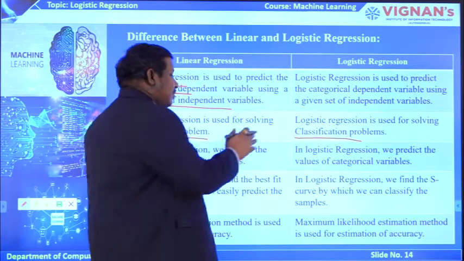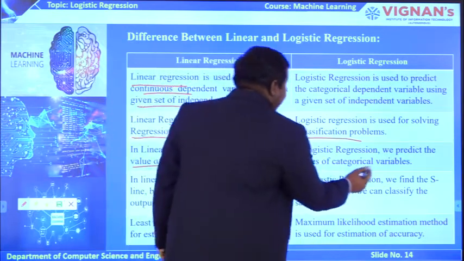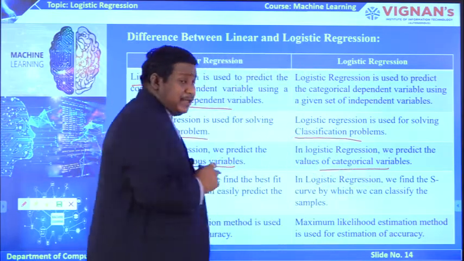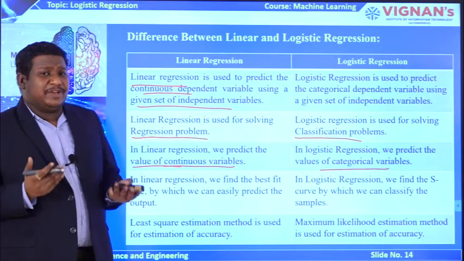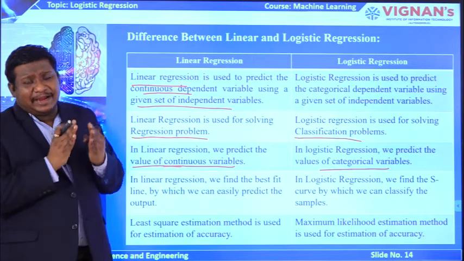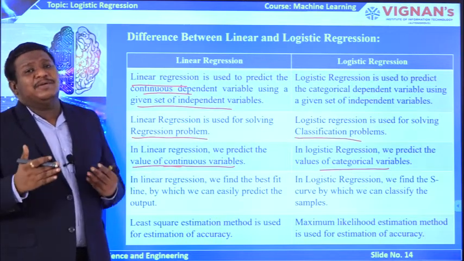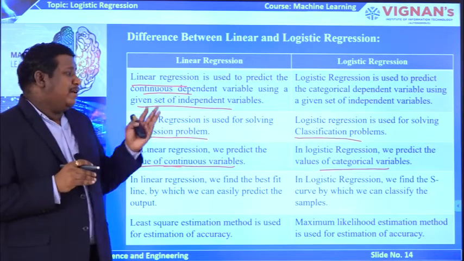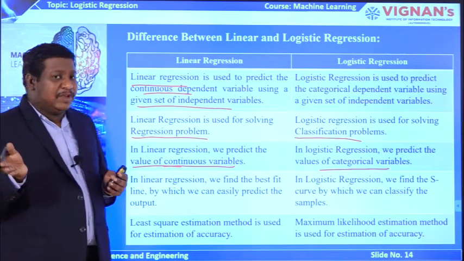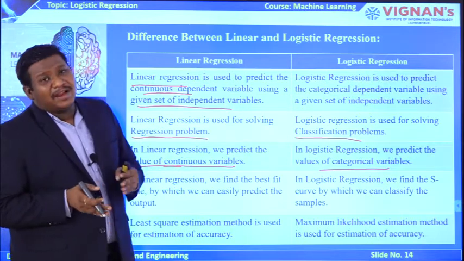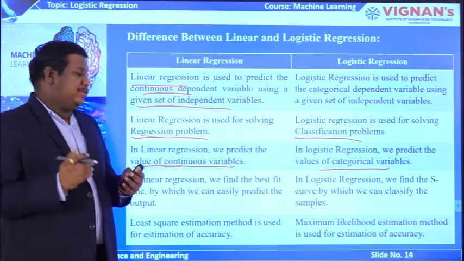Similarly, in logistic regression we are going to predict categorical values. As we know, we are using the classification method. Classification means we are going to classify and categorize the data. So whatever variables you use in the model, they are going to give you categorical values, whereas in linear regression you get continuous values.